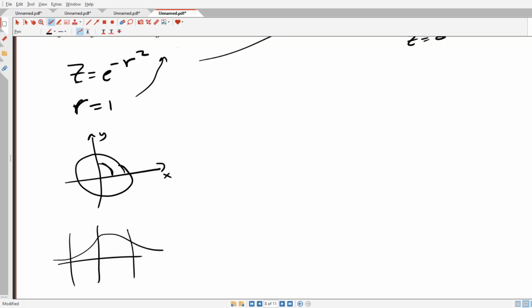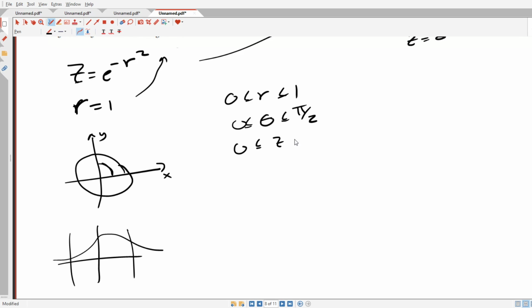Okay, so we're going to have r goes from 0 to 1. So I know that 0 is less than or equal to r less than or equal to 1. Theta is going to go from 0 here on the x-axis around to pi over 2. And then z, I know, goes from 0 up to this function. And I know that because it says it's in the first octant.